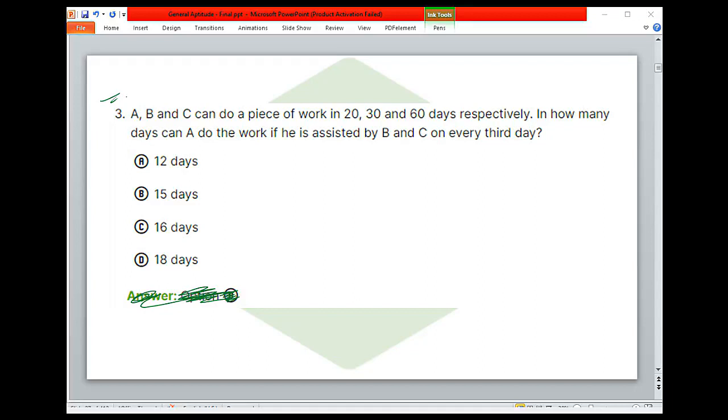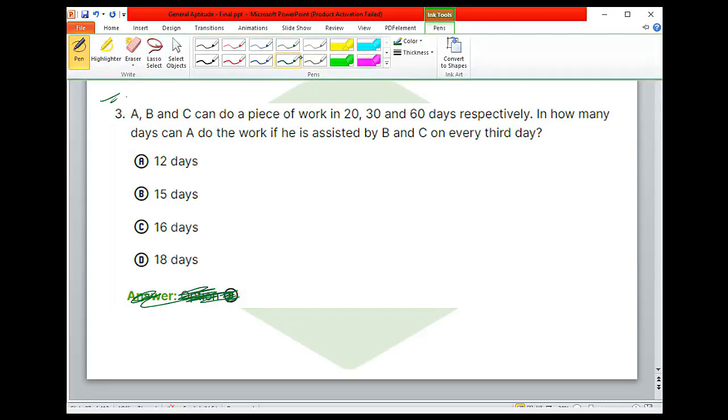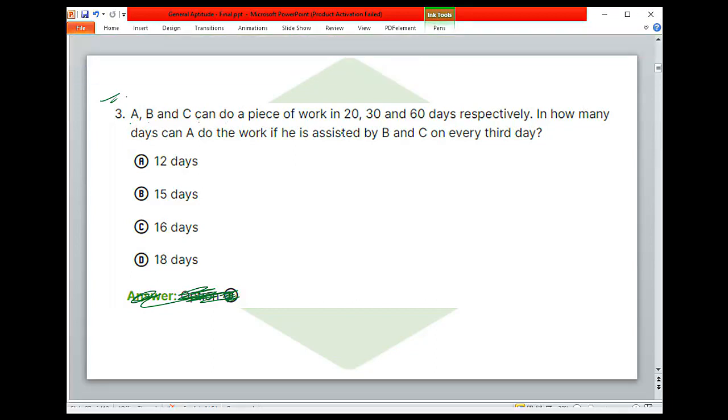Okay, understand the question now. The question is saying A, B, and C can do a piece of work in 20 days, 30 days, and 60 days. In how many days can A do the work if he is getting assisted on every third day by B and C? That means we have to find out the number of days in which A will be able to complete the work. On every third day, he is getting the assistance from B and C.